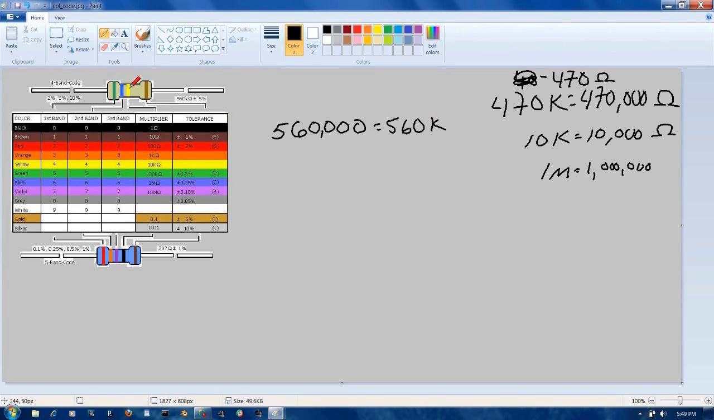So if this stripe was black, you would add 0 zeros. You wouldn't add any zeros. As a matter of fact, we're going to run into that down here. So these are the numbers of zeros you add. If you want, it's a multiplier. You can multiply it by these and you'll get the same number. Or you could just add those zeros.